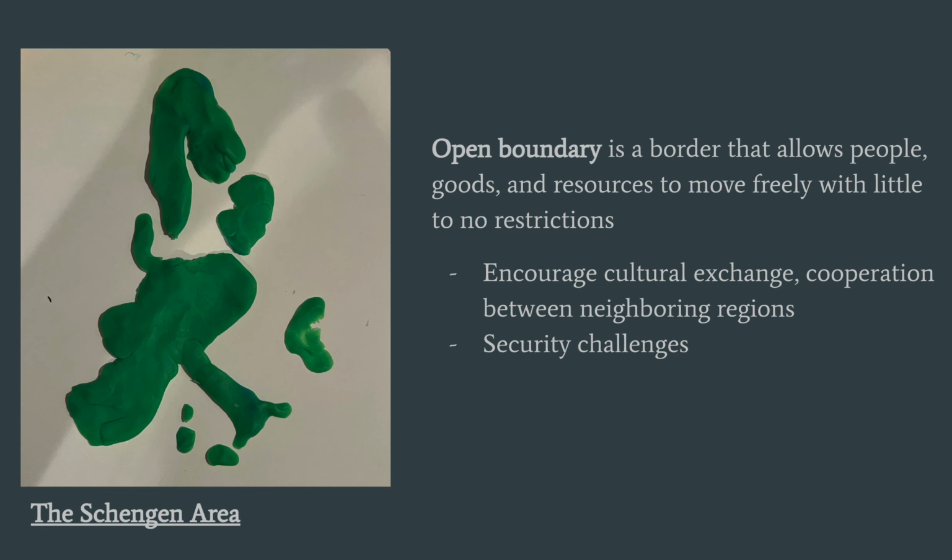Next is open boundary, which basically allows people and other resources to move freely without a lot of restrictions. A great example is the Schengen area, which is basically where the European Union made an agreement and pact that they don't need passport or border controls within these borders.